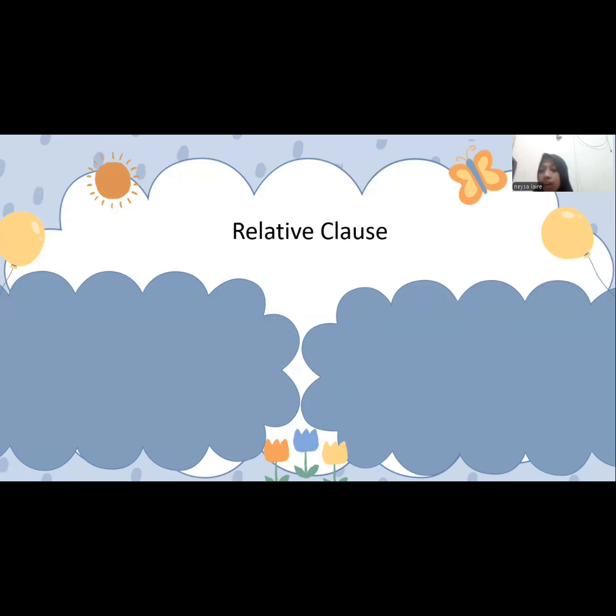Detailed structures. Rule of relative pronoun as subject. Structural pattern: noun plus who, which, or that plus verb plus object. Example: the girl who sings well is my sister. Object structural pattern: noun plus who, which, or that plus subject plus verb. Example: the actor whom you admire is here.